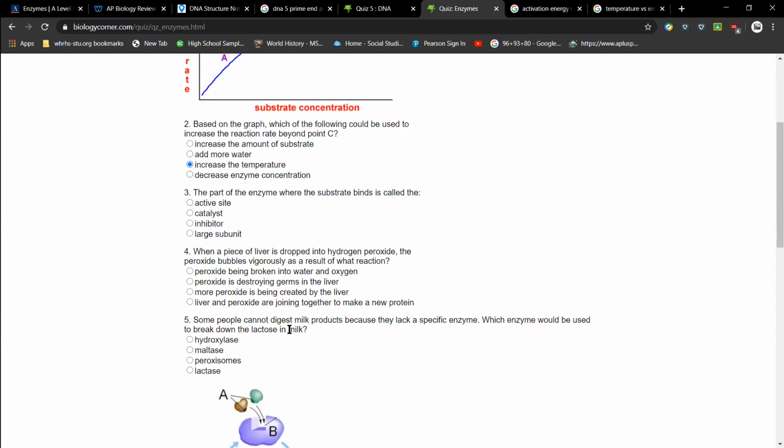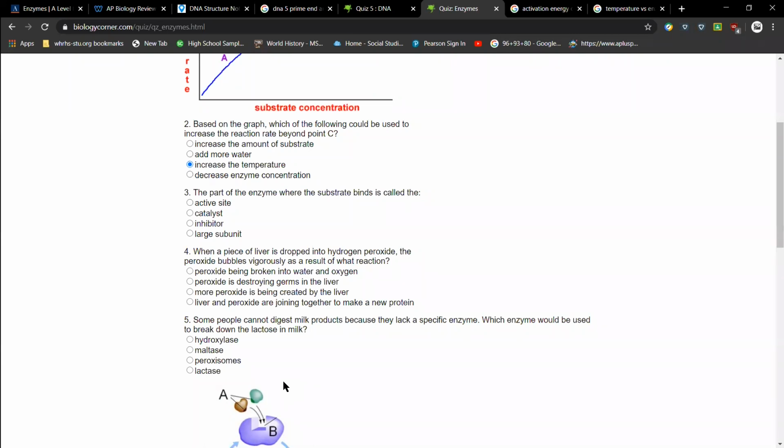So the part of the enzyme where the substrate binds is called the... So the answer here was active site, or 1. Remember that catalyst is the enzyme itself. Catalyst is another term to describe a biological enzyme. Inhibitor, we haven't talked about yet, and large subunit, we haven't talked about yet.